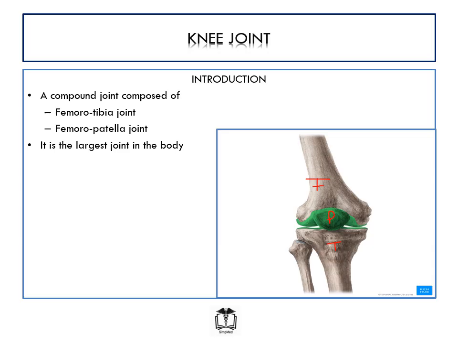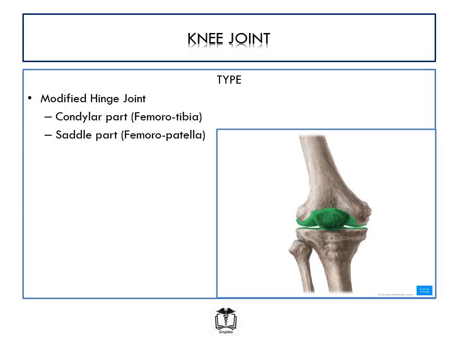So we usually say that it's composed of two joints in one: the femorotibial joint, that's the joint between the femur and the tibia, and then the femoropatellar joint, the joint between the femur and the patella. One important thing to note about the knee joint is that it's the largest joint in the body.